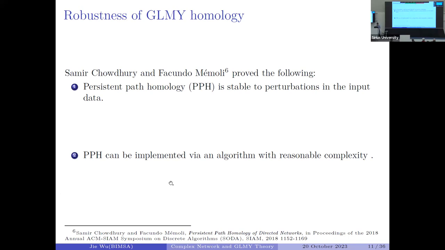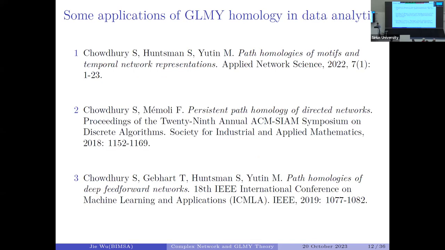Also, the algorithm is already developed, with reasonable complexity. I mean, you can still compute it in some sense. Of course, computing homology always costs time, but it is okay. The algorithms are reasonably good. Okay, and then I will display some articles from the last few years.